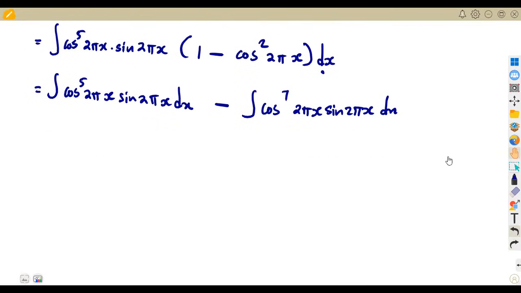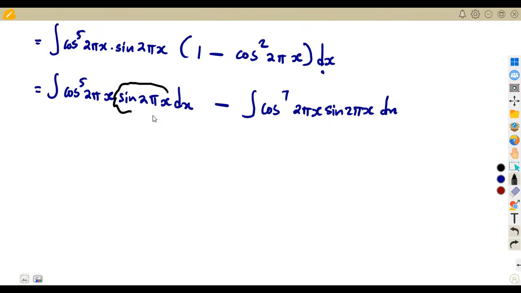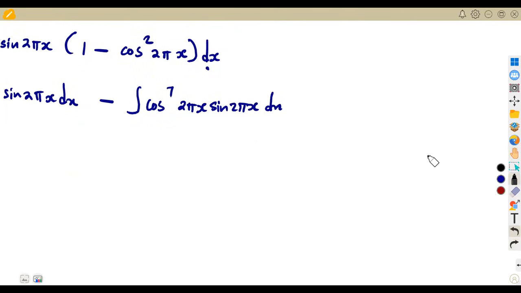Our last stage. And if we cross-examine, you see that there's a sine 2 pi x here, which is the same as the sine 2 pi x here. They're the same. A cos and a cos, even though they have different exponents. So we can think of substituting so that we eliminate or get rid of this sine 2 pi x. So how can we get rid of that? We have to make u to be cos 2 pi x.